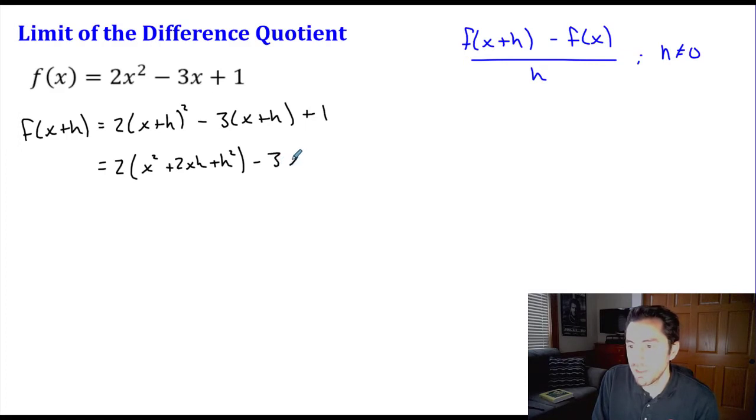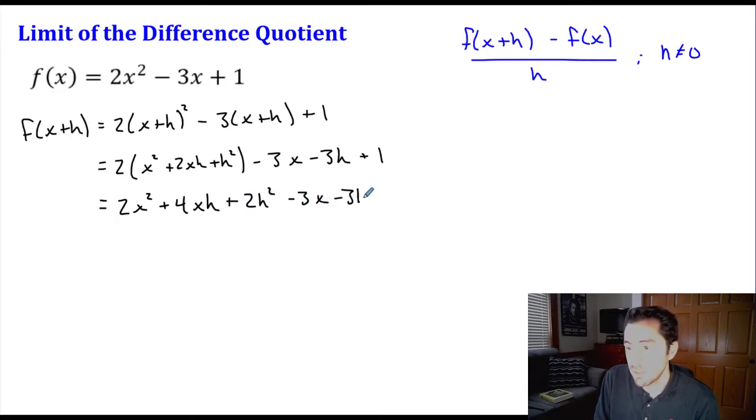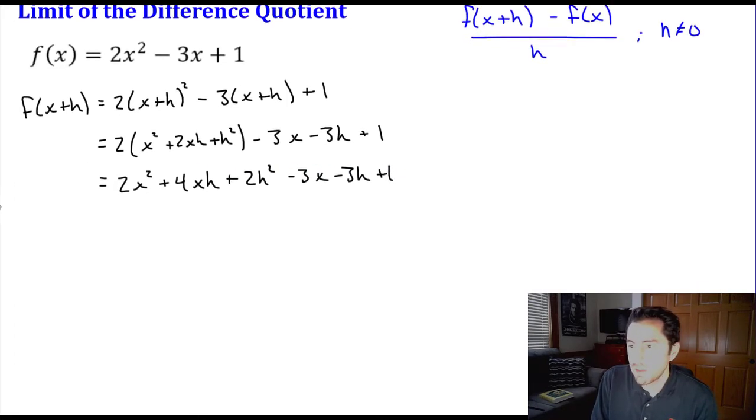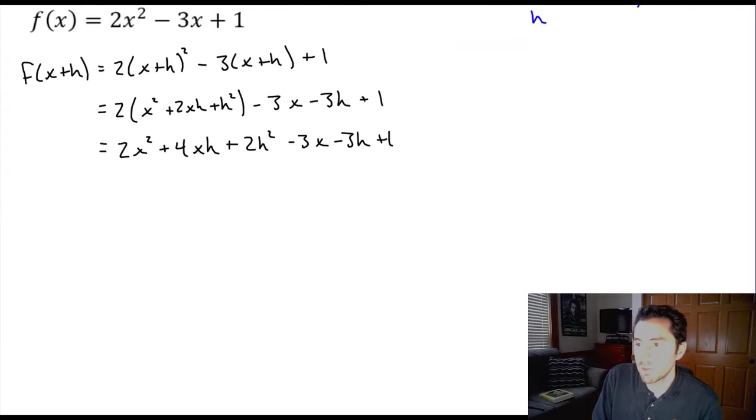Distributing the 3: minus 3x minus 3h, and then plus 1. And then the last thing, distributing the 2. And this is actually all the simplifying that we're going to be able to do. So we have 2x squared plus 4xh plus 2h squared minus 3x minus 3h plus 1. All right, so now that we have that, we can find our difference quotient.